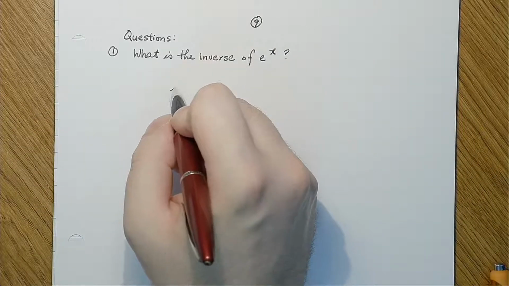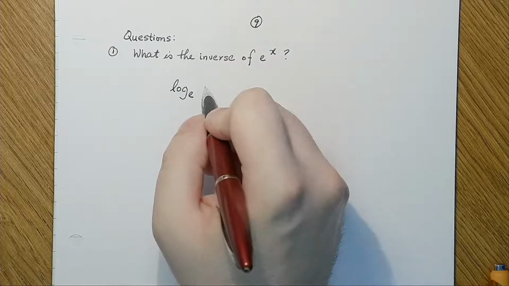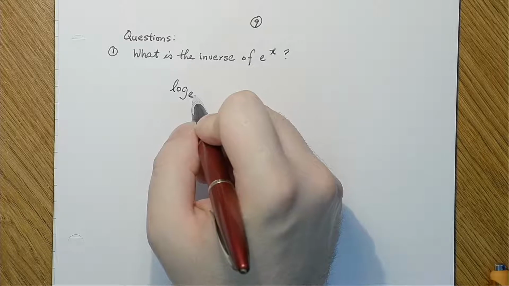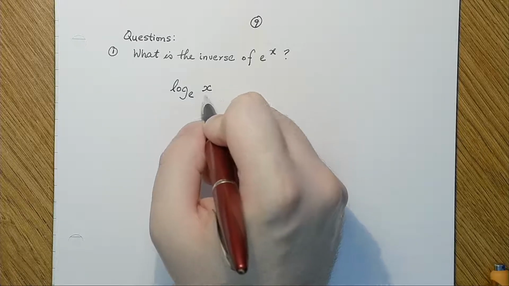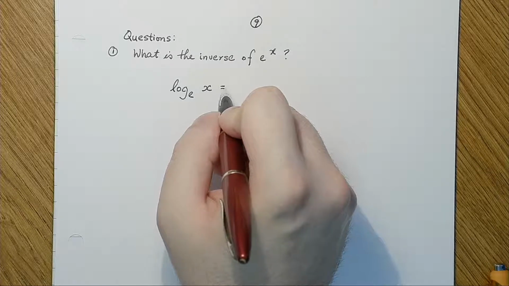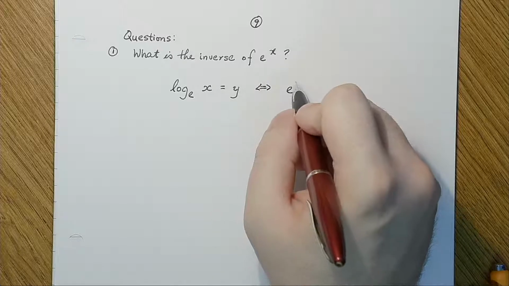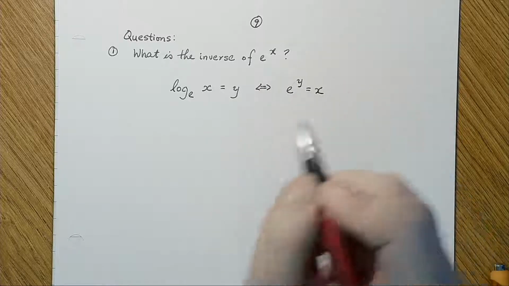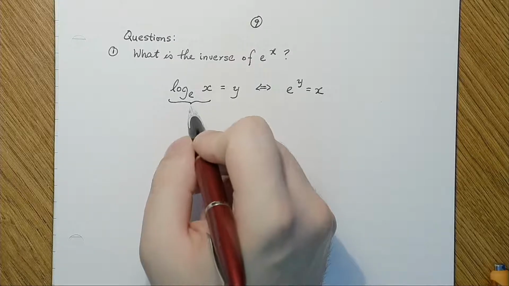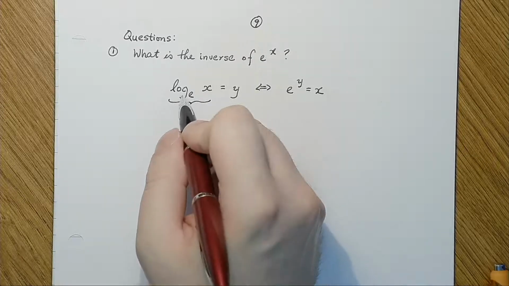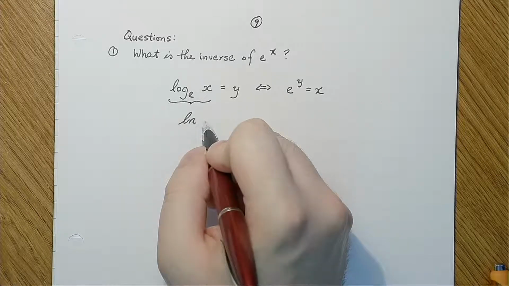And we can just use the same things that we had used before, except instead of using base b, we'll use base e. So log base e of x is equal to y, and that is equivalent to e to the y equals x. And as a shorthand, we usually write log base e as ln.